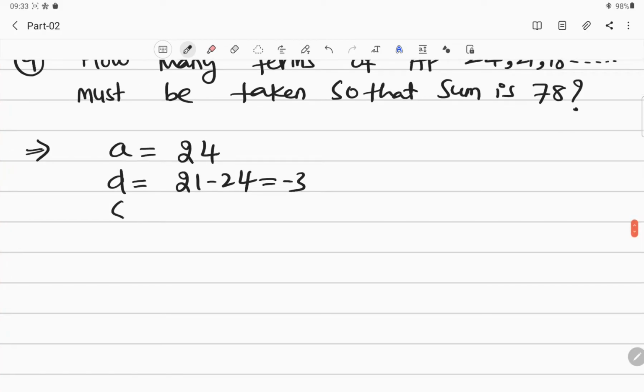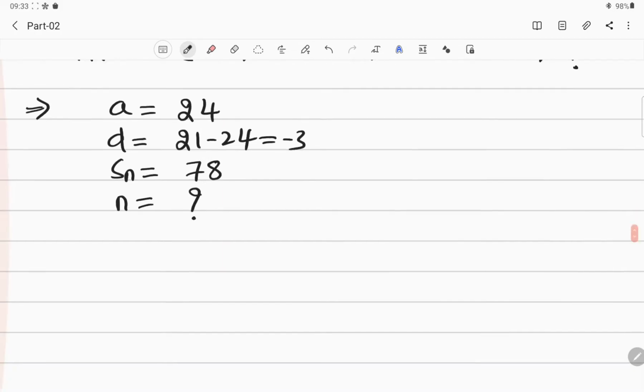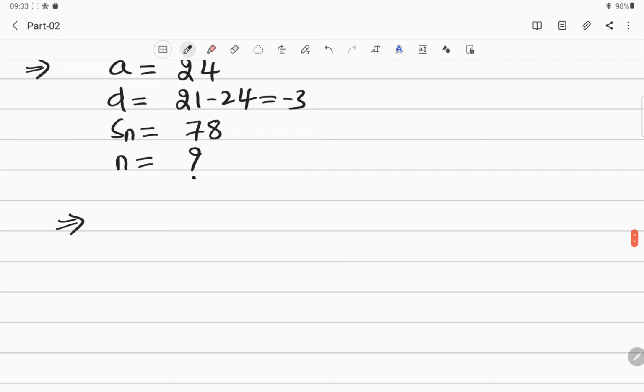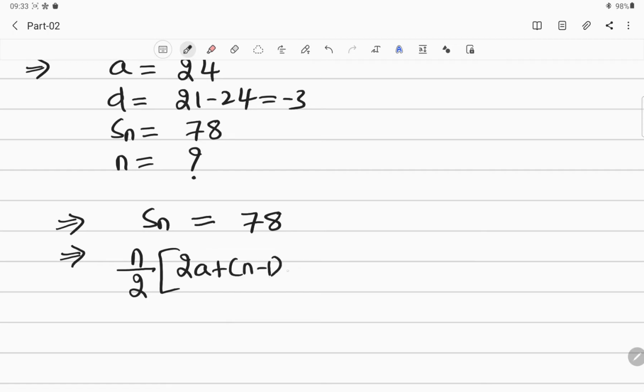Now they have given Sn is equal to 78, the sum of n terms. Now they are asking how many terms we have to take. So now let us apply this formula. Sn is 78, that is known. What is the formula for Sn? Sn is going to be n by 2 into the bracket 2a plus n minus 1 into d.